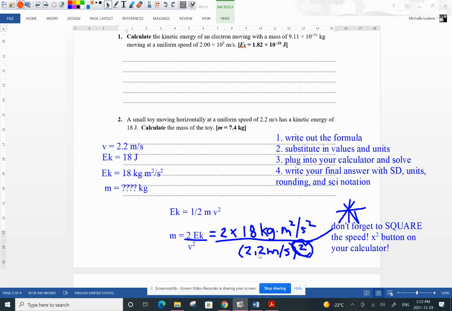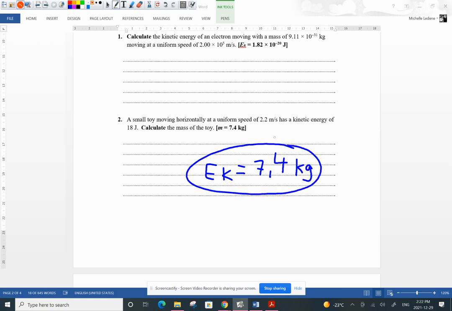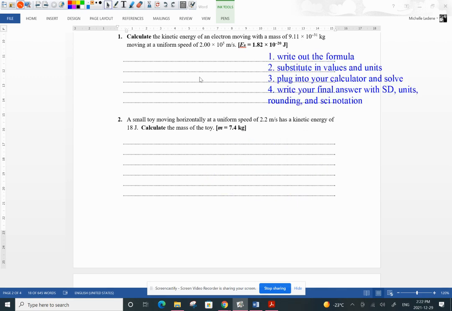And don't forget, I said you have to make sure you're squaring the speed, 2.2 squared. Again, you probably have an x squared button on your calculator to do that. And when you get the right final answer, your correct final answer to the correct number of significant digits, EK, kinetic energy, to 2 significant digits after you round, is 7.4 kilograms. So again, be careful of using all the correct buttons on your calculator. All right, one final example, and then you will have some to do.